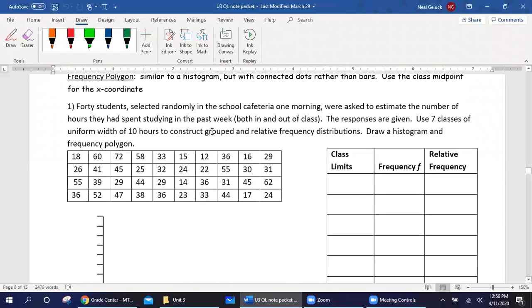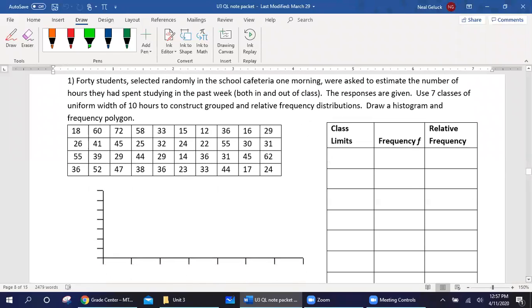And we're going to use number 1 to do all these things. So for number 1, we've got 40 students who were selected and asked how many hours they spent studying in the week. So we have a variety of answers here. It says to use 7 classes of uniform width of 10 hours. Okay, 7 classes. So basically the classes are going to be the low and the high end for a group, and you'll see what I mean as we start to calculate these.